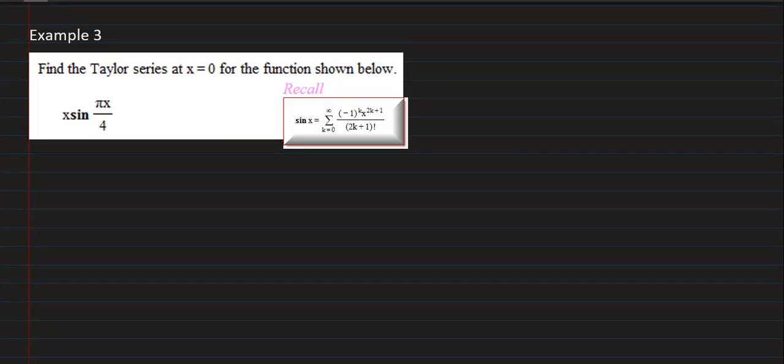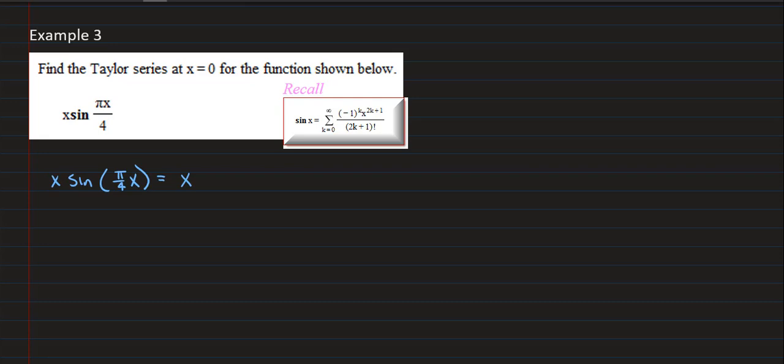Example 3, we're asked to find the Taylor series at x equals 0 for the function shown below. I've gone ahead and put in what the series representation for sine x is, but we've got to figure out what we are going to do with this, because that's pi over 4 times x. We're going to start solving this problem by writing down our function. This is going to be x sine of, I'm going to write pi over 4 times x like this.